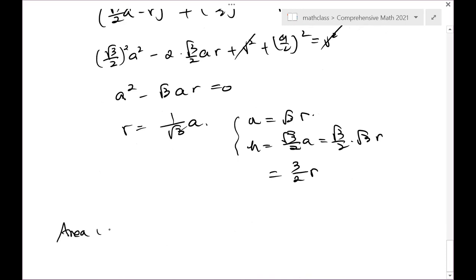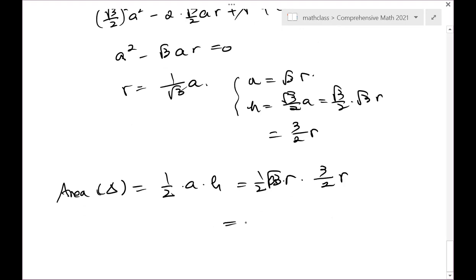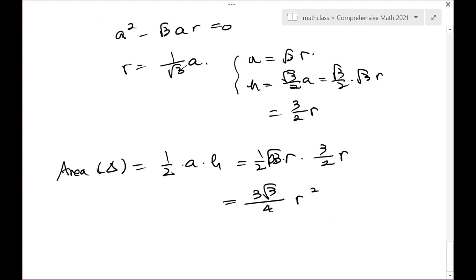The area of the triangle is going to be half of the base times the height. A is going to be square root 3 R, H is going to be 3 over 2 R, and the answer is 3 square root 3 over 4 R squared. So we expressed the area of the equilateral triangle in terms of R. Then if R is given, you can solve the problem.